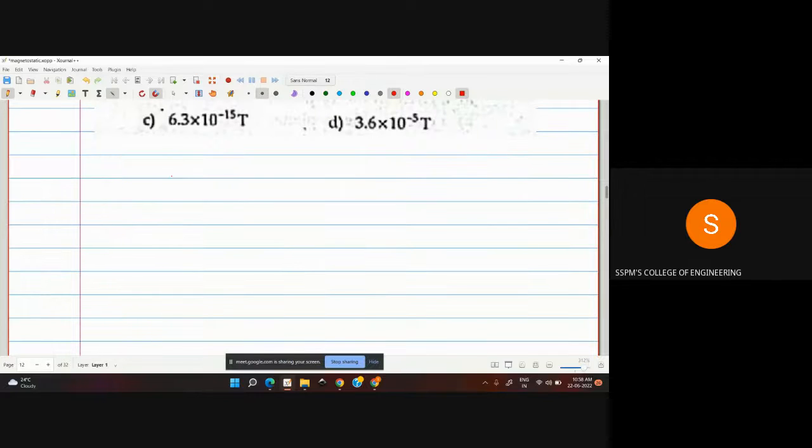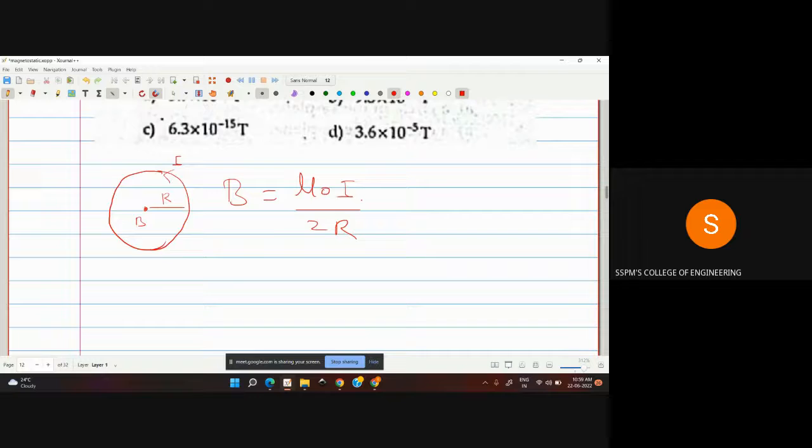Now you know the magnetic field at the center of the circular loop: if the radius of the circular loop is r and the current flowing through the circular path is I, then the magnetic field is mu 0 I divided by 2 r. इक्वेशन लक्षात ठेवा.